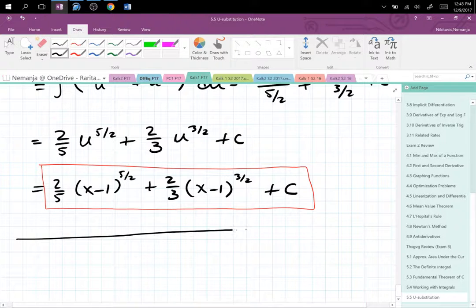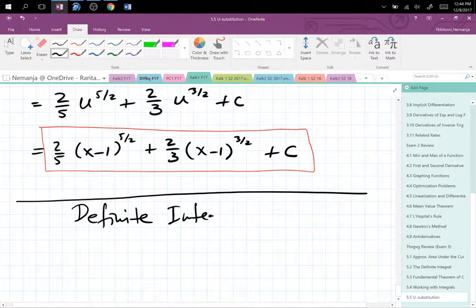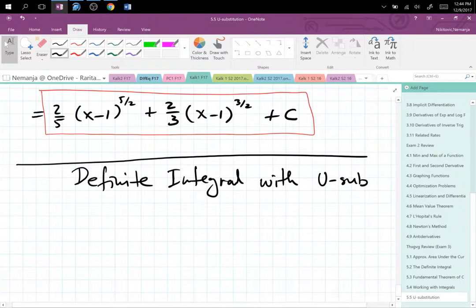The last part of the U sub lecture, and we are going to again review this next class for about 30-40 minutes, is the definite integral. This is part 3 of U sub. So we have the same problems that we had before, except now we also have limits to deal with.